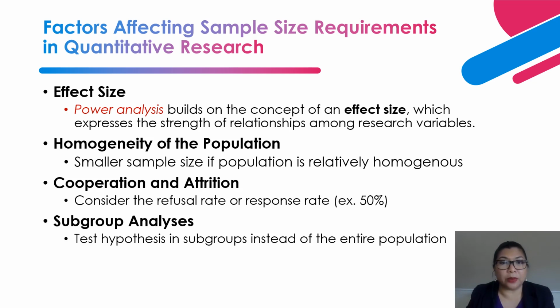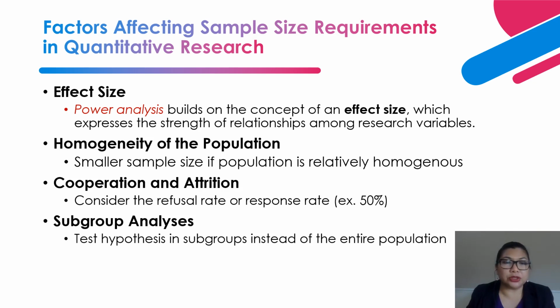Typically, however, in nursing interventions, there's usually a moderate effect. So when there is no a priori, that is, theoretical deduction, reason for believing that the relationship is strong, then having a very small sample size is quite risky. You also need to look at the homogeneity of the population. A smaller sample size may do if the population is relatively homogeneous, or has almost the same characteristics.